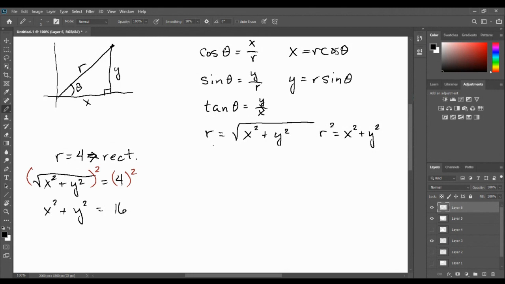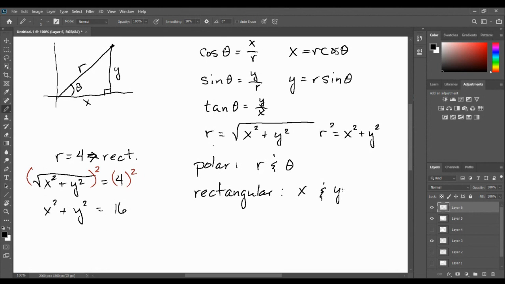Simply plugging in where appropriate to get x and y, because our rectangular equations have x and y in them. Our polar equations have r and theta in them. That's the big difference. I should write that down. Polar have r and theta. Rectangular have x and y.